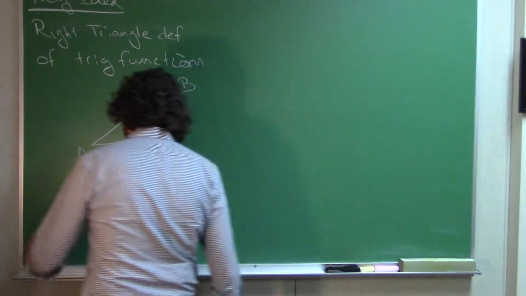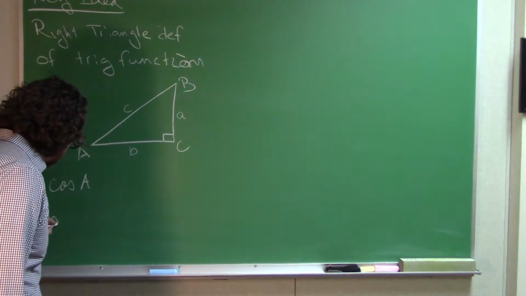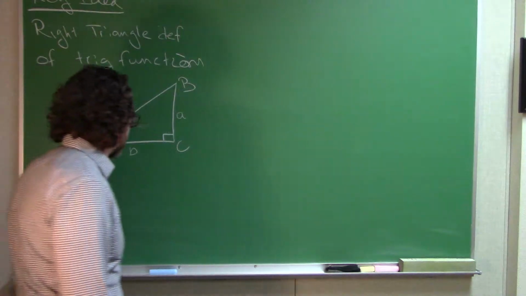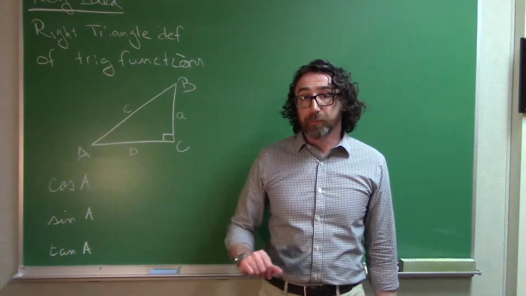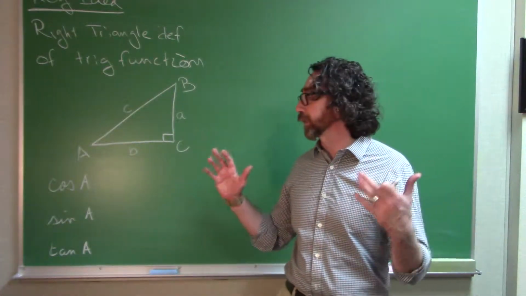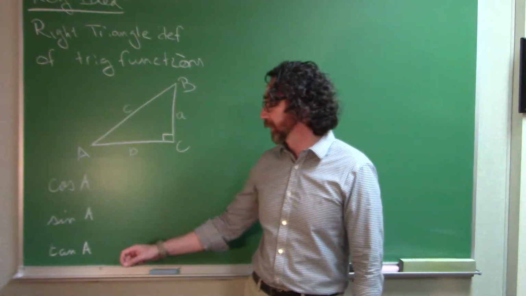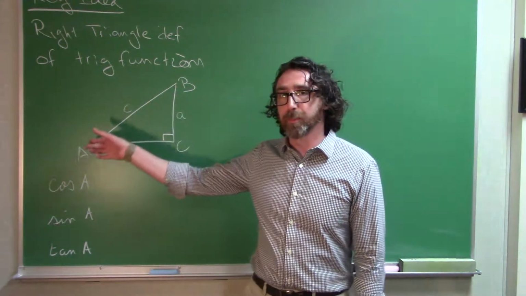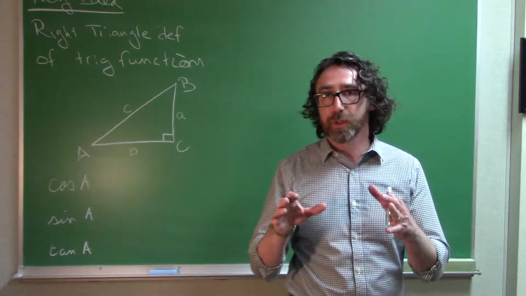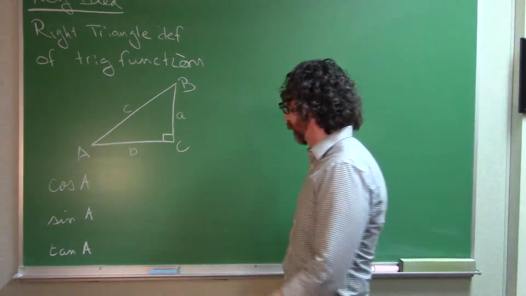So, cosine of angle A, sine of angle A, and tangent of angle A. Now, if you have seen trigonometry before, perhaps in a high school course, or maybe a pre-calculus course, you might remember that cosine is adjacent over hypotenuse. Sine is opposite over hypotenuse, and tangent is opposite over adjacent. Now those are relative terms. It depends on what angle you're talking about.